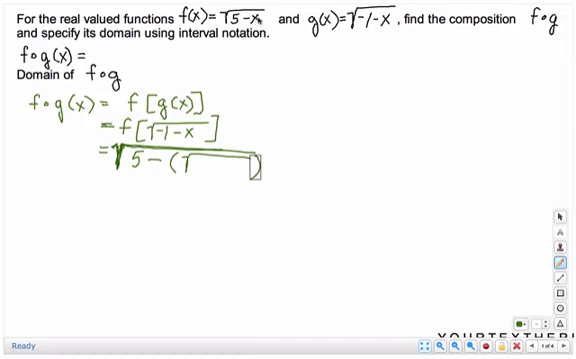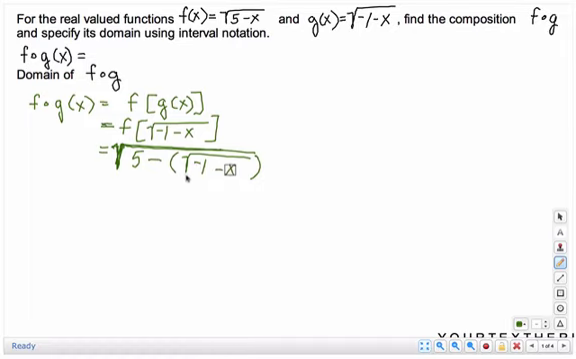Okay, so this x I'm replacing, see this x here? I replace this x here with this. So I'm going to do the same thing on this side. Replace this x with this as well. So a negative 1 minus x.